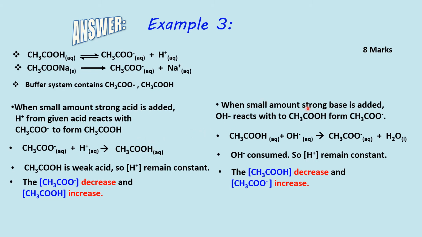What happens when a small amount of strong base is added? The strong base added will react with the weak acid, so it forms the conjugate base. So the concentration of the weak acid decreases and the concentration of the conjugate base increases. Since the hydroxide is consumed by reacting with the weak acid, the concentration of H plus remains constant and the pH does not change much.